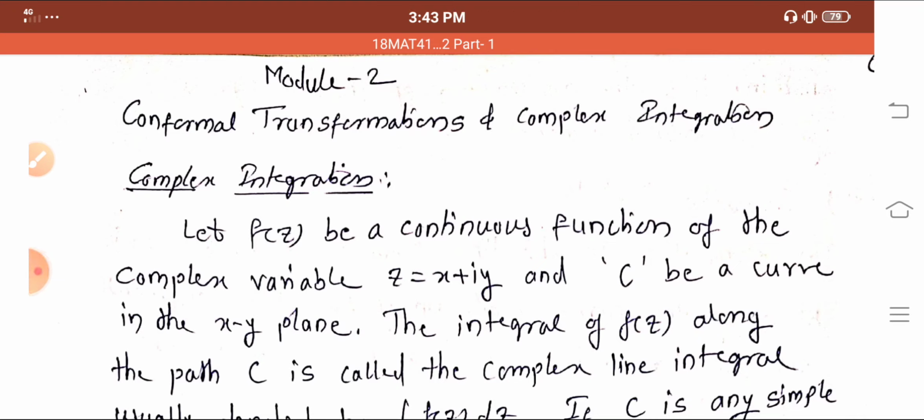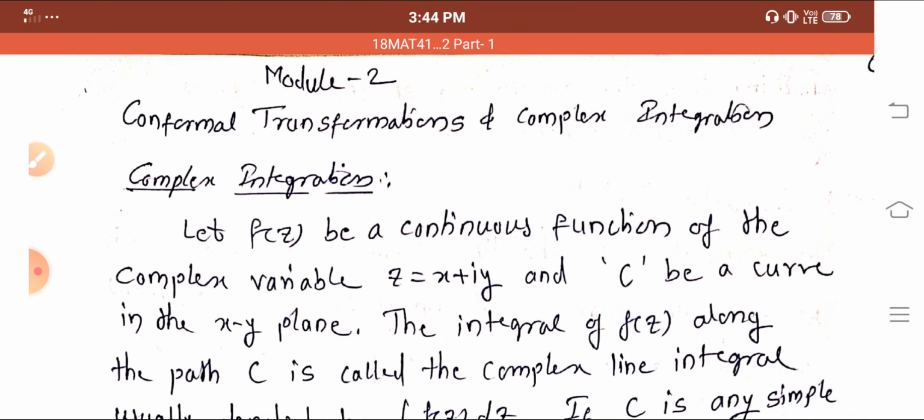So now we discuss module A2, that is conformal transformations and complex integration. Here we study complex integration. We already know what integration is, since we have studied it in lower classes. We studied integration for real valued functions, and here we study integration for complex functions. Integration of a complex function is nothing but converting the complex line integral to a real valued function, and then integrating the real valued function.